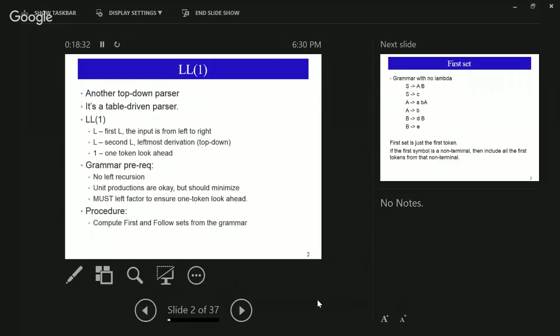LL1, I think you'll like LL1 as a parser. I just don't think it's as useful as recursive descent, or as useful as looking at some of the tools that will actually generate parsers for you later.